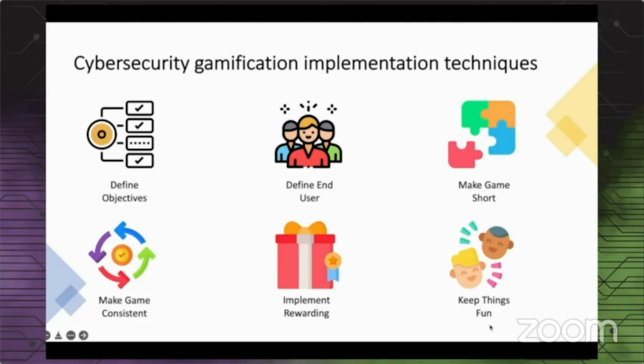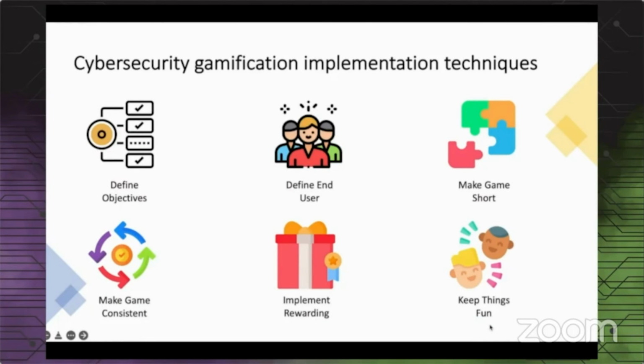Secondly, you need to define the end user. What employees will be attending? Are they technical? Are they administrators? A combination of both? What are their maturity levels? What kind of work are they doing?